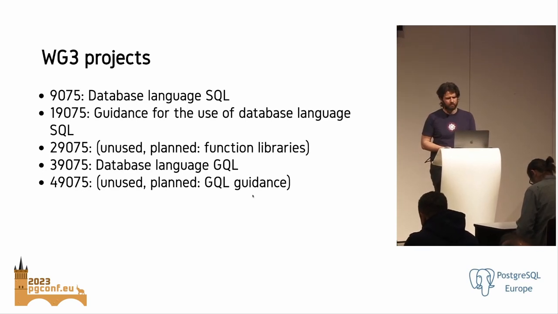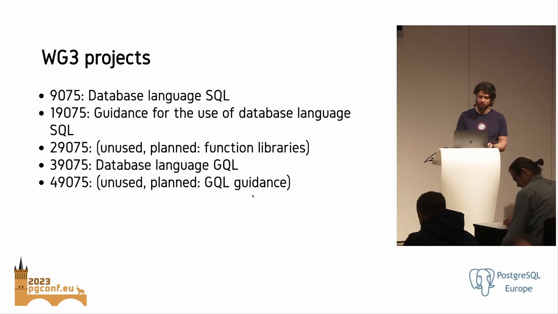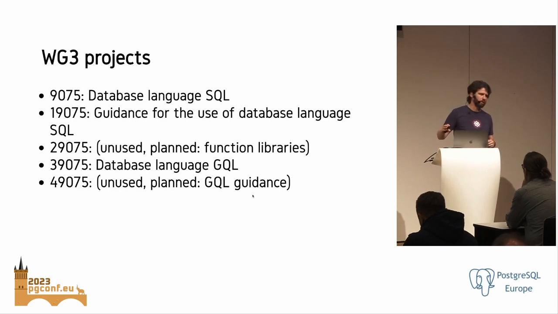And then 29075 is currently not used, but there's an ongoing proposal to develop a new standard for function libraries, like for statistics and things like that, that would then somehow plug into SQL, you know, analytics and statistics functions. That's just being thought about at the moment. 39075 is a new standard that's almost finished. It's a new database language, GQL. It's for graph databases. And then 49075 would be the equivalent of 19075 for GQL. That's not there yet, but it'll probably come soon. Okay. So all of these are being worked on in parallel, on different schedules and timelines, but the working group is not only working on SQL. Okay.